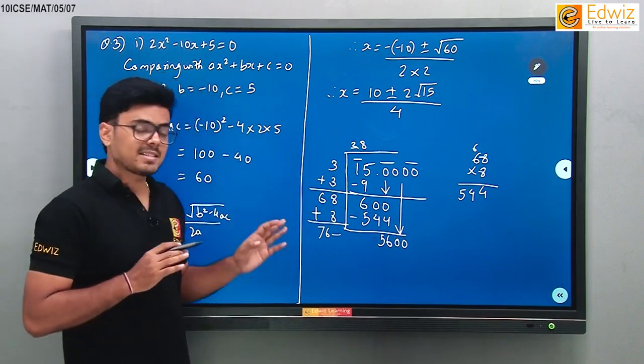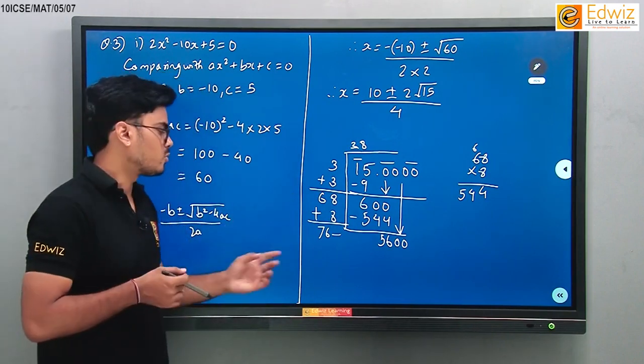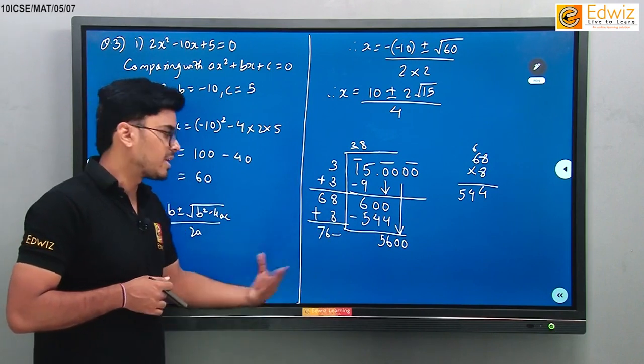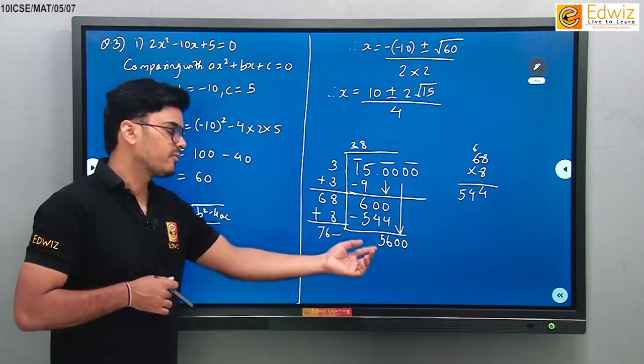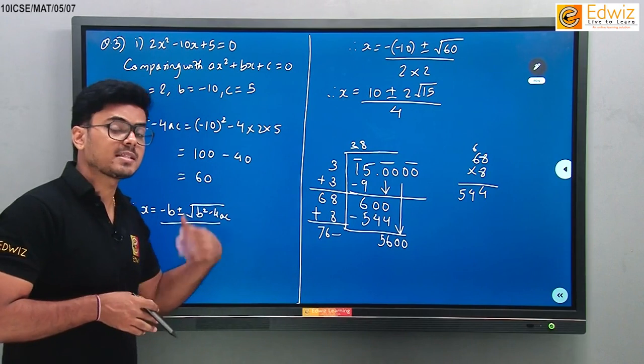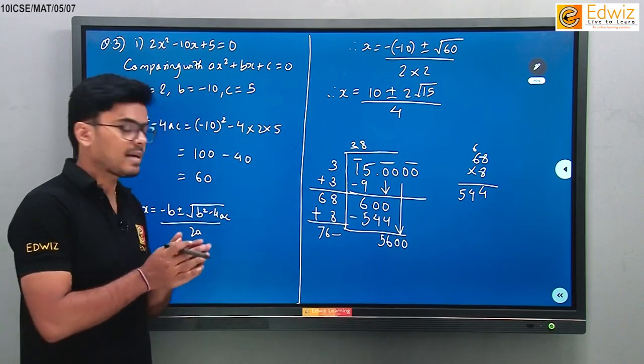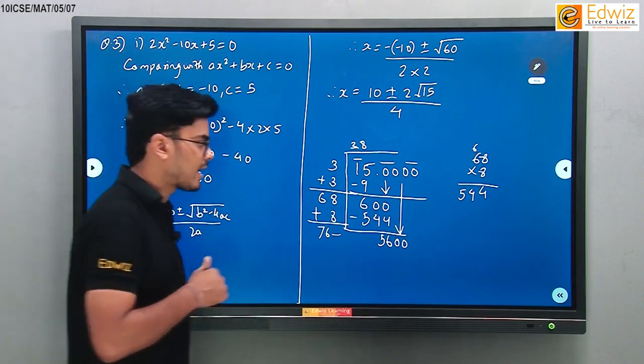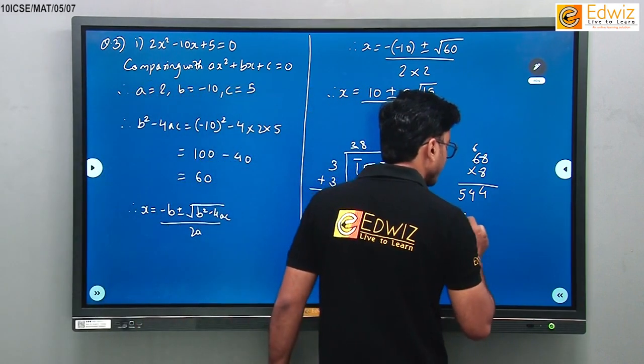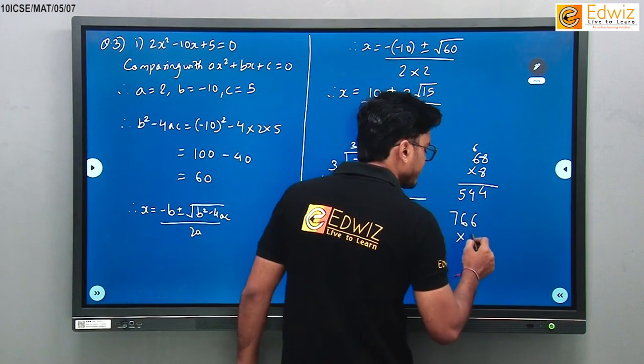Correct? Now we know that 7 8s are 56. So 760 something multiplied by 8 will be 56 something. Correct? So it is greater than 56. We will have to consider a value less than that. So let us try 766 into 6. Okay, if that doesn't work, we can try 7 also.